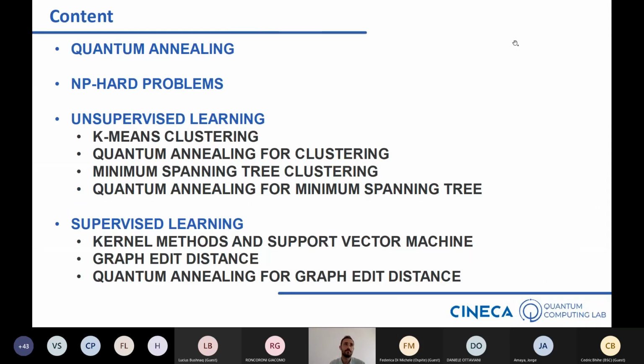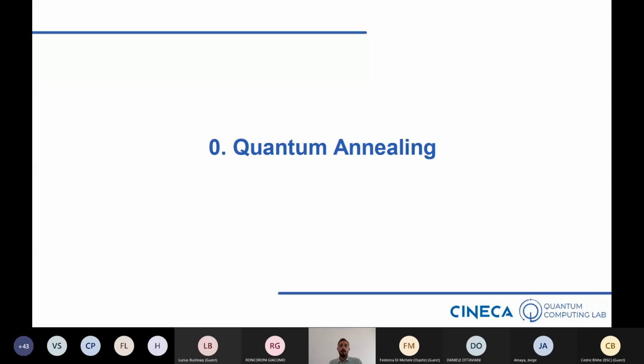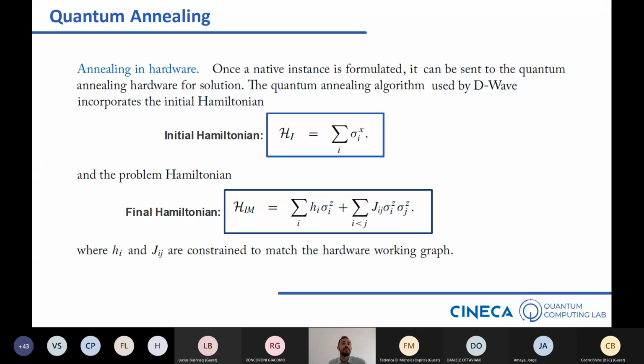So we're going to briefly review what we have seen today. I'm going to discuss what NP problems are, and especially I'm going to focus on NP problems that are useful in machine learning, like unsupervised or supervised machine learning. Okay, a brief recap of everything.